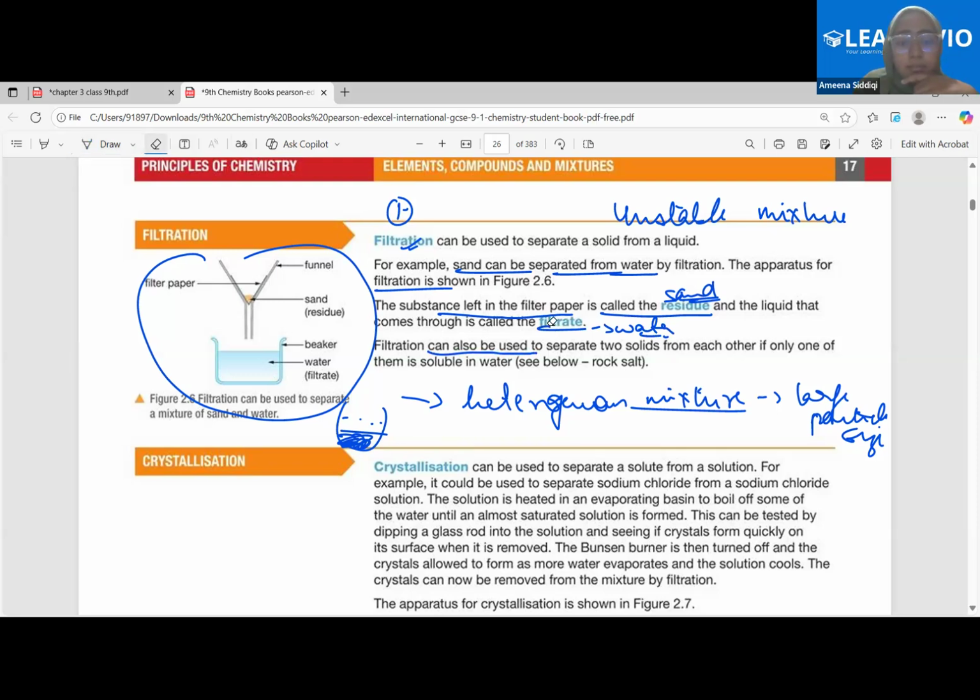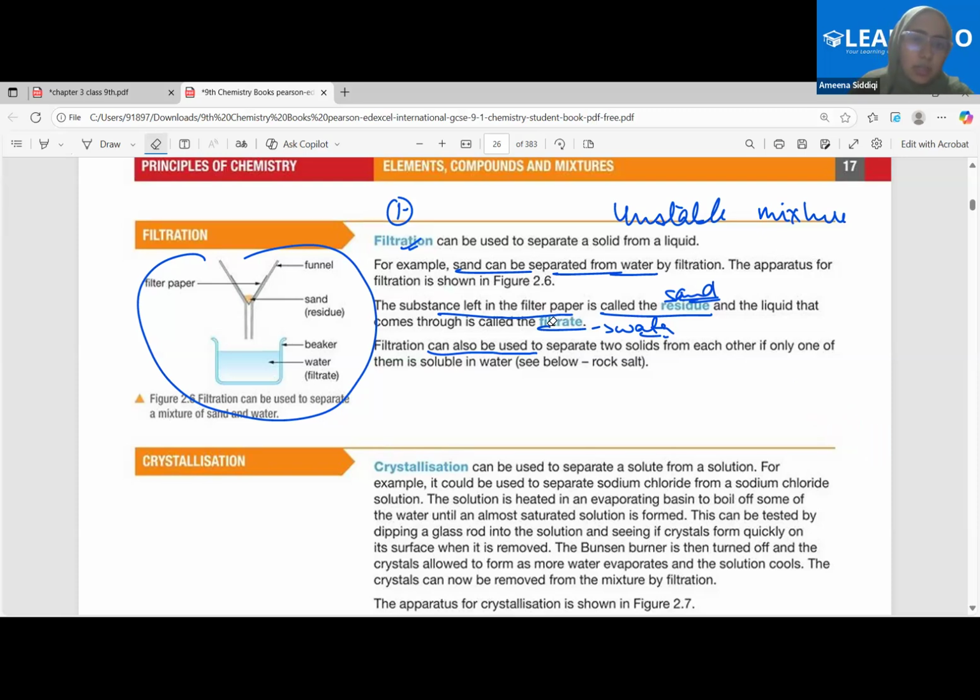This is for substances that don't dissolve. They are heterogeneous with a large particle size. Therefore, they are unstable mixtures. You understand unstable? Yes, miss. So basically, when you leave them undisturbed for some time, the component particles separate out in the container, in the beaker itself, and then we can separate them out. Is it okay with you? Okay. Fine.